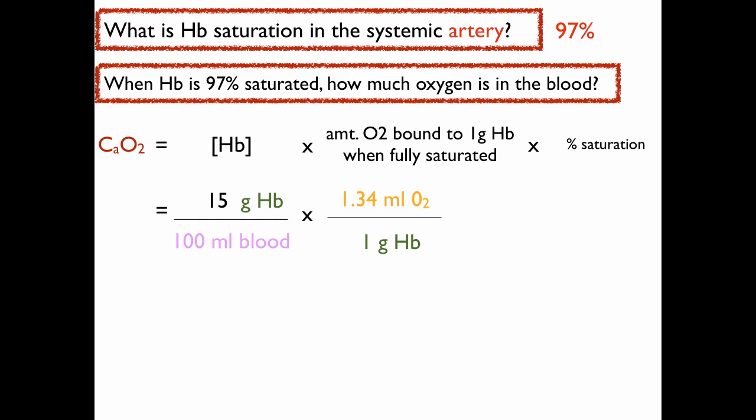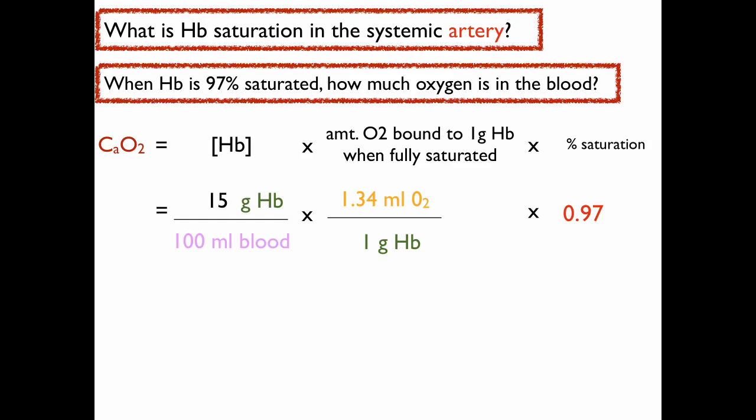hemoglobin is not always fully saturated, so we're going to multiply that by the percent saturation. In this example, hemoglobin is 97% saturated. We're not going to write it as the number 97. We're going to multiply it by its fraction, so we're going to write 97% as 0.97. Just as if you got 97 out of 100 on your test, you would take 97, divide by 100, and on your calculator you would see it written as 0.97.